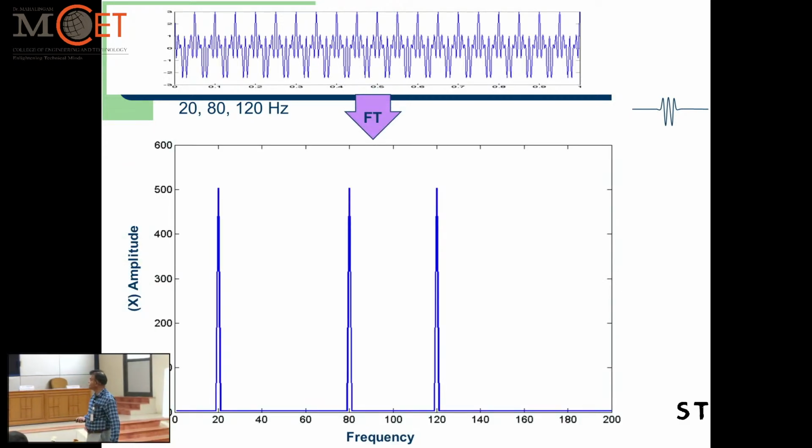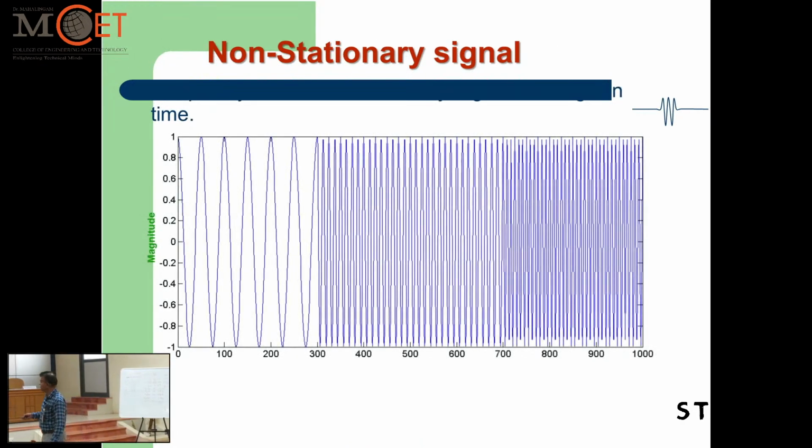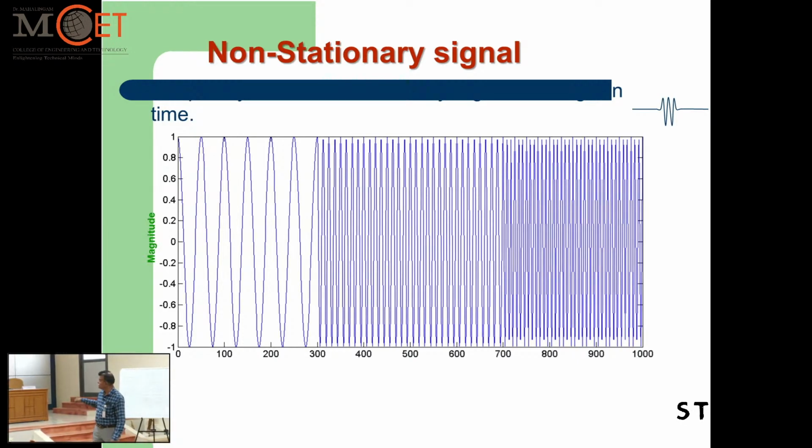But what do you mean by a non-stationary signal? This is a non-stationary signal. In the first time frame, I will get one frequency. In the second time frame, I will get a second frequency. In the third time frame, I will get a third frequency, right? So 3 different frequencies are in 3 different time slots.